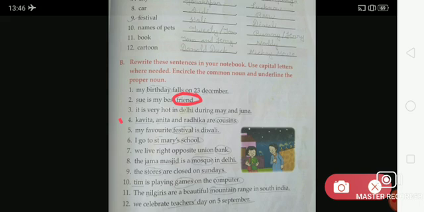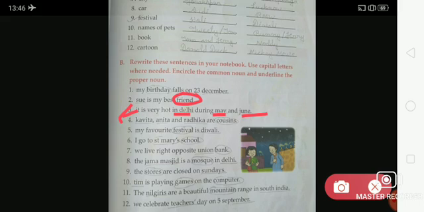In number 3, it is very hot in Delhi during May and June. Students, the first letter will be capital. It is very hot in Delhi. Delhi is a proper noun, so we will underline it. May and June are also examples of proper nouns, so we will underline them.